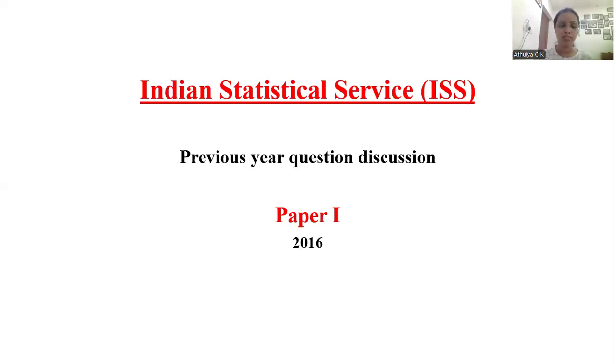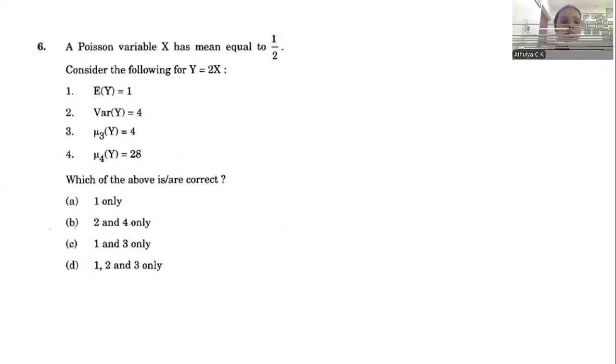Today's question is: a Poisson variable x has mean equal to 1 by 2. Consider the following for y equal to 2x. It is given that expected value of y is equal to 1, variance of y is equal to 4, mu3 of y is equal to 4, and mu4 of y is equal to 28. From the given statements about y, we need to pick the correct statement or statements.